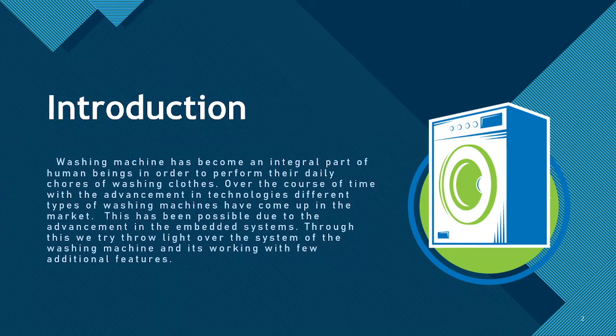Washing machine has become an integral part of human beings. It is being used regularly by them for performing their daily chores of washing clothes. Over the course of time, washing machine has evolved. This has happened due to the rapid advancements in the embedded technology. Through this project demo, we will try to understand how we can model our own washing machine, what difficulties we are going to face, and how we have solved them.